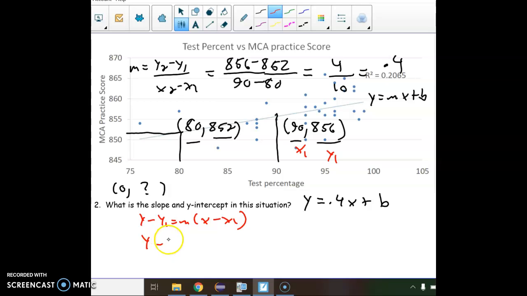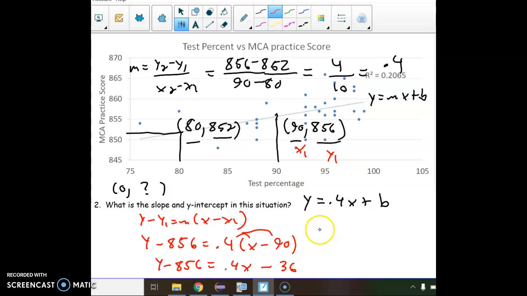So I'm going to do y minus y1 equals the slope of 0.4 times x minus x1, which is 90. And then I just got to clean it up. So I'm going to distribute this in. So y minus 856 equals 0.4x, and then 0.4 times 90, I think, is 36. Okay, and then from there, I'm going to add 856 to both sides.